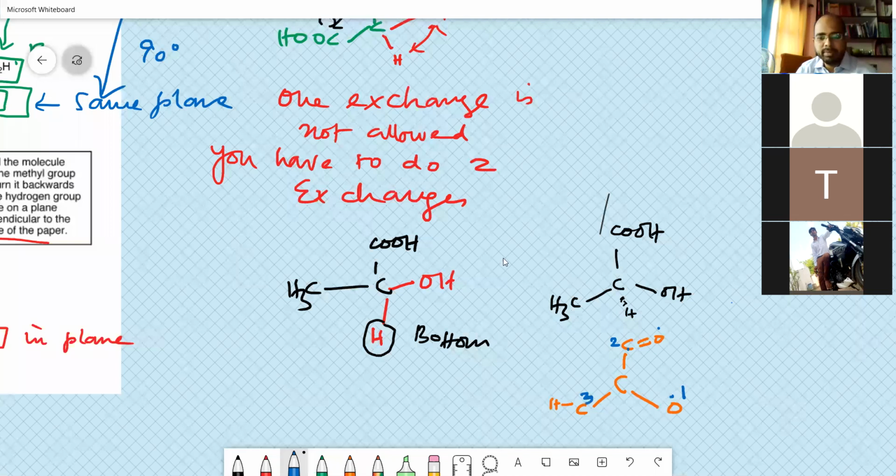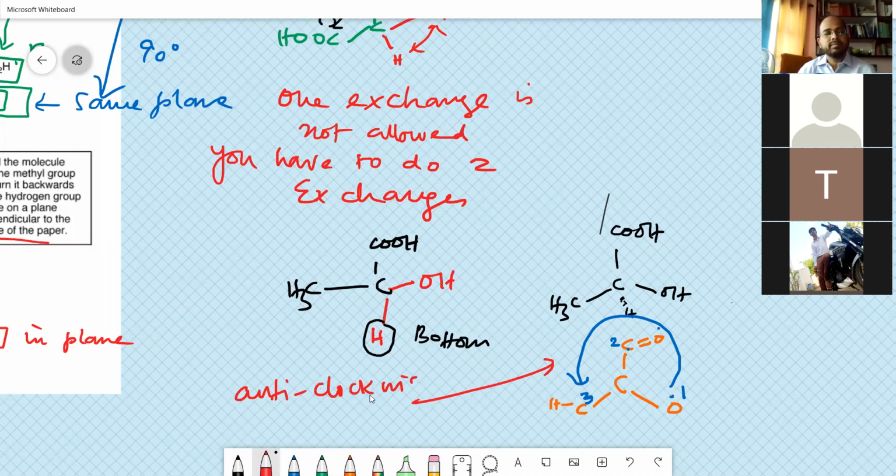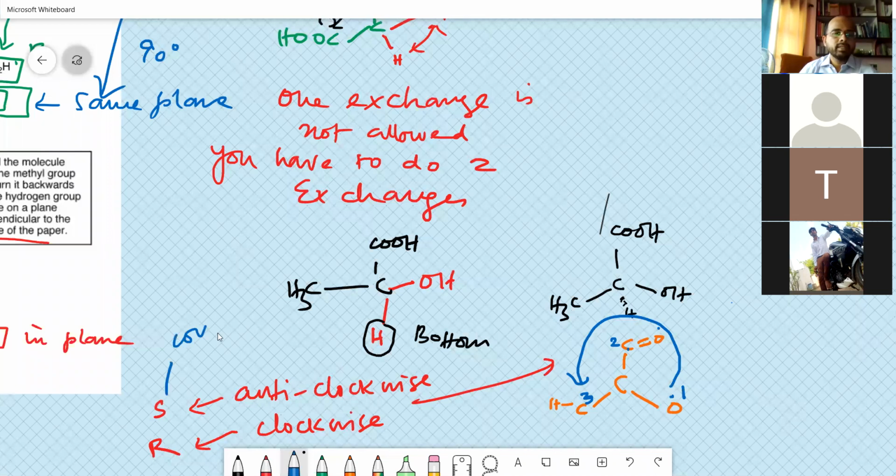When you have these 3 priorities, it goes like this, right? When it goes like this, you call it anti-clockwise. Anti-clockwise, what notation do we give? You give S. Clockwise, R notation. So S configuration and R configuration can be obtained by means of the Fischer projection formula.